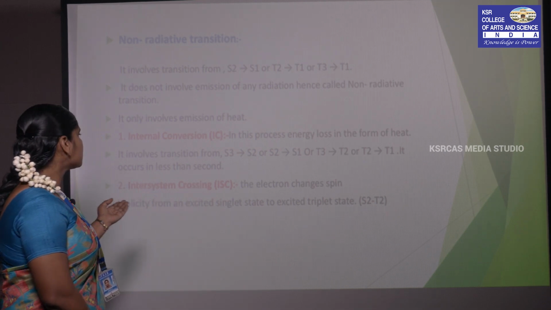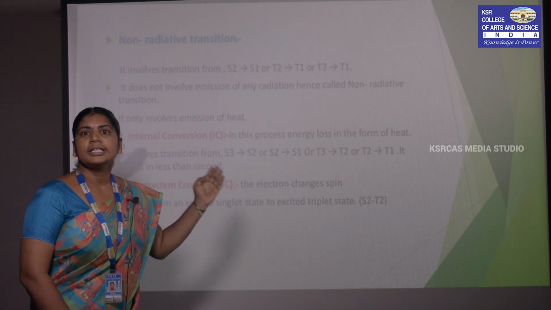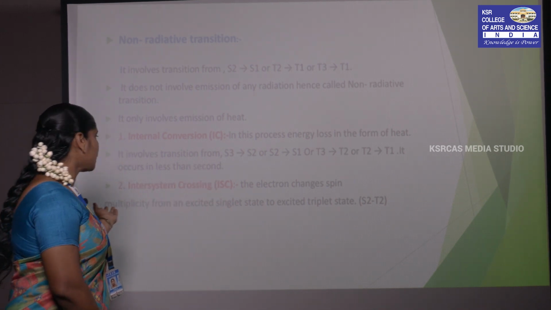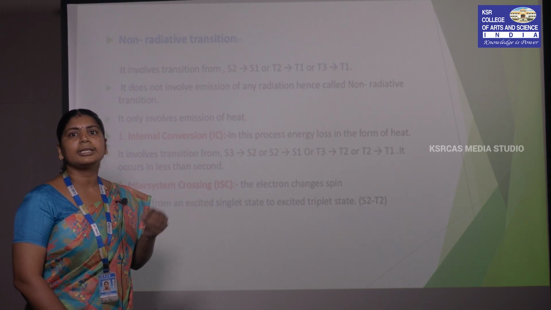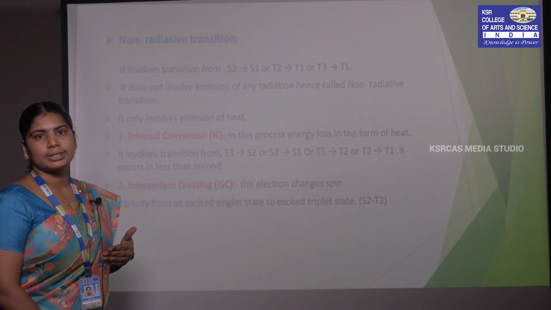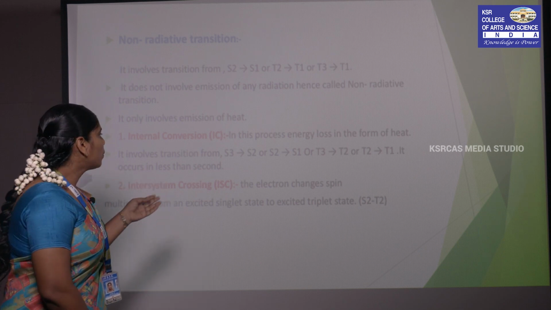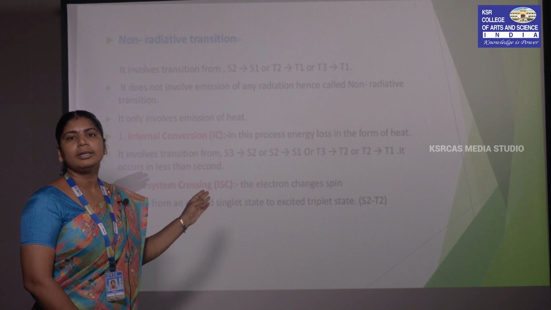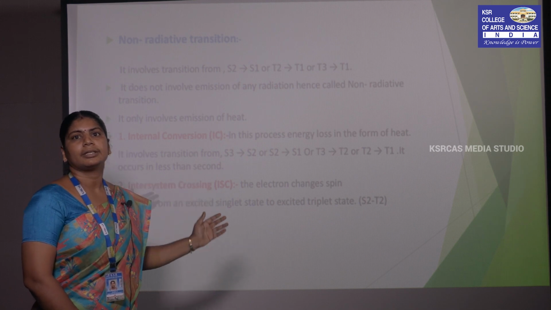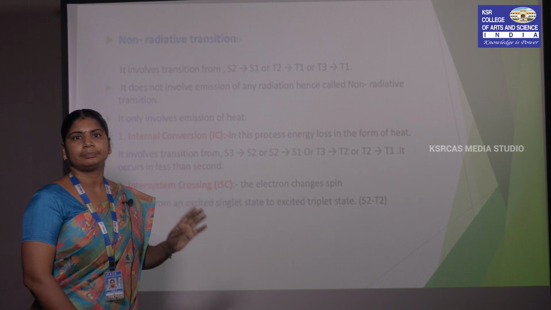And next one is intersystem crossing. The electron spin changes from the singlet state to the triplet state. In this state, the spins of the electrons are present in parallel, so the overall spin multiplicity is equal to 3. So this is called the triplet state. This is denoted by the symbol T.